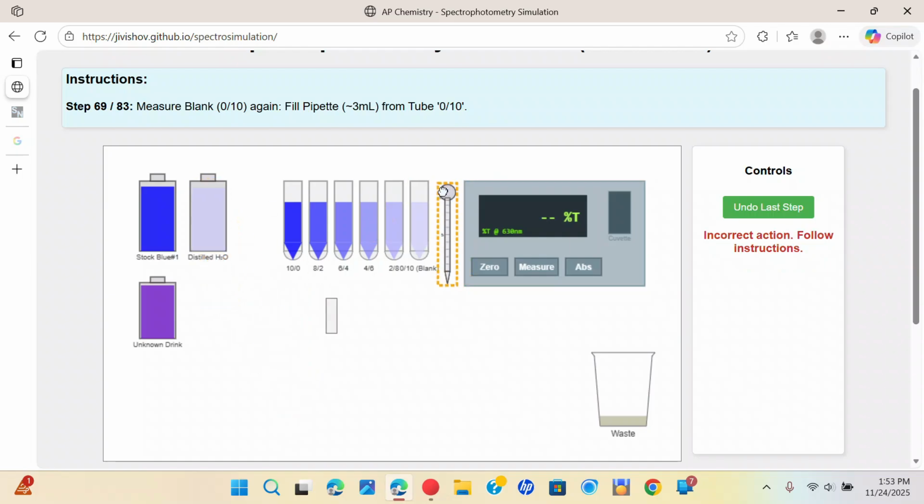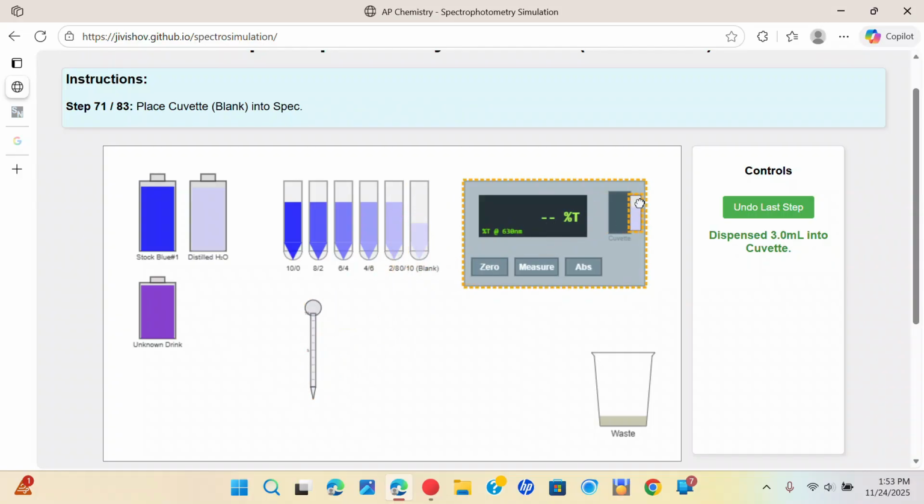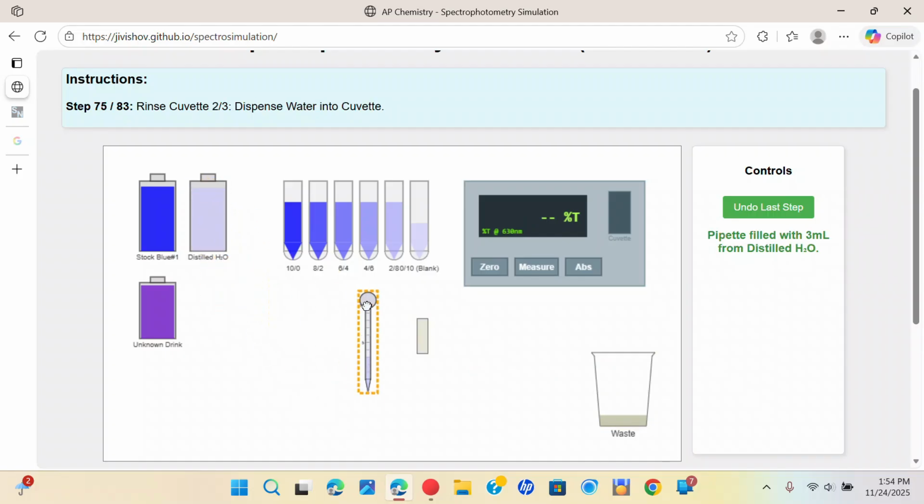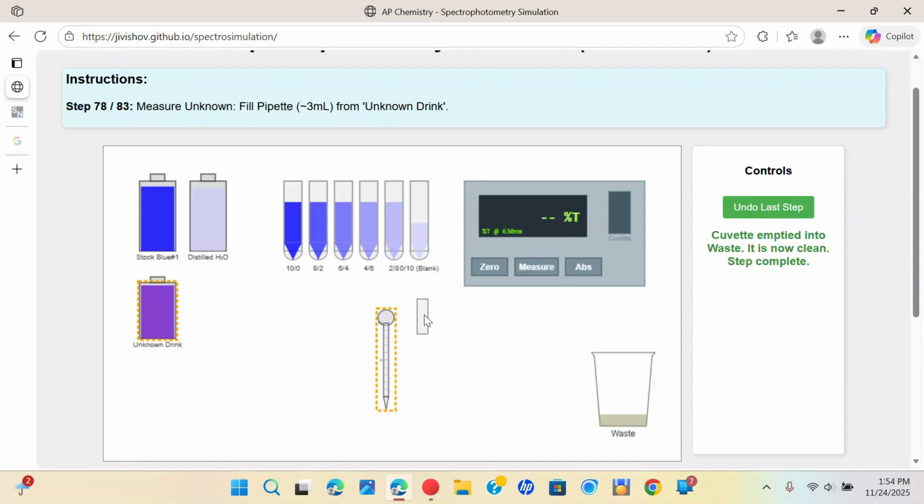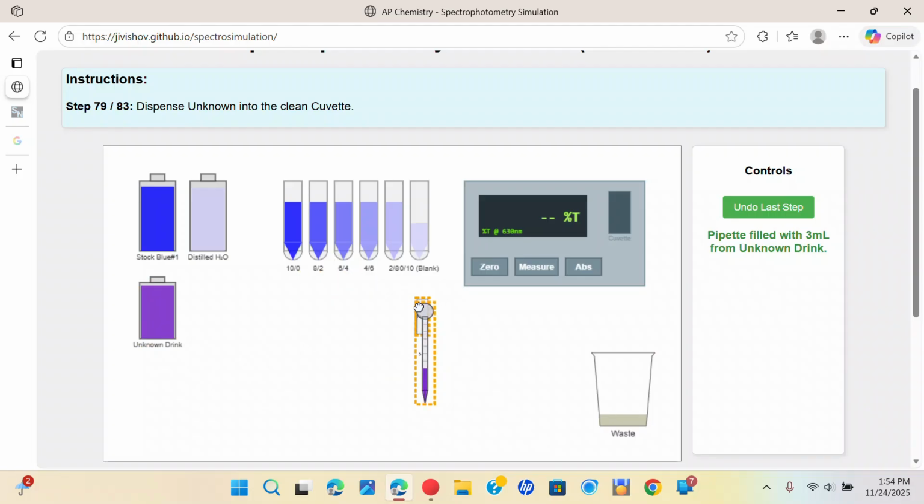Now we put 3 milliliters of the solvent into our cuvette. Now we put it into our colorimeter, measure. As you can expect, it's 100% transmittance of light. Now we fill our pipettes with water. We're rinsing our cuvette, making sure it's free of any of the other particles of the solutions. Now we can measure the concentration of this drink because we don't know what it was before, and there's no way we could find it without this.